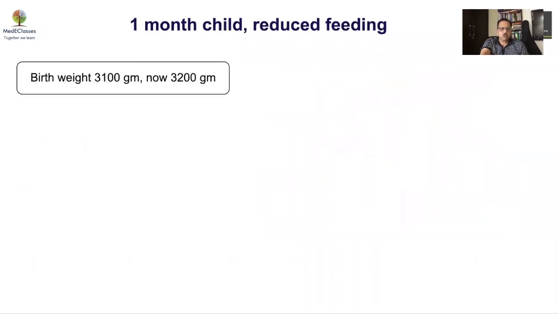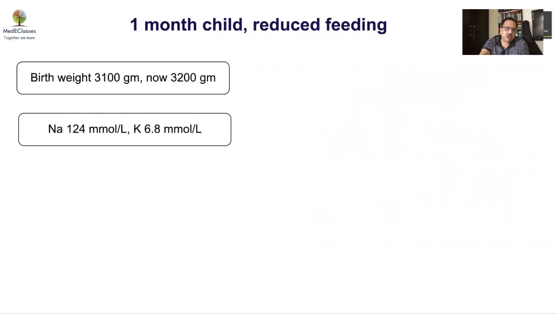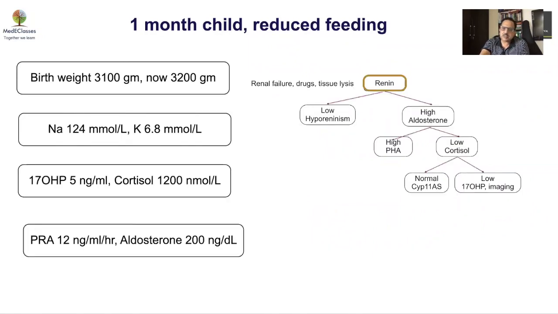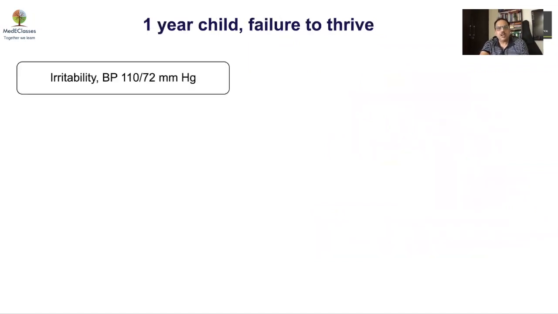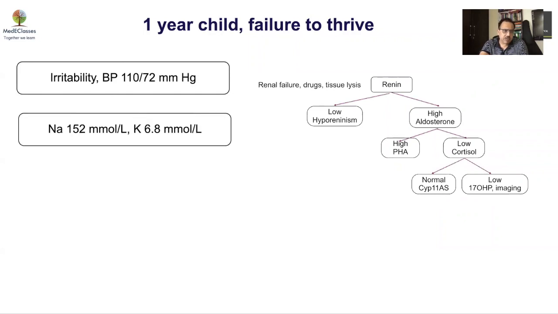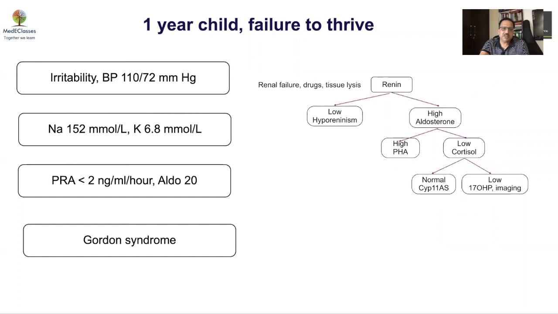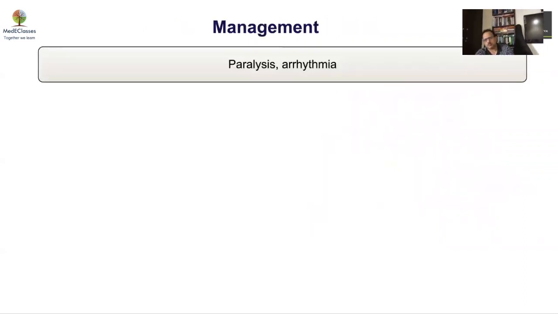A 1-month-old child with reduced feeding, birth weight which has again not been gained. So again, I think this is the same situation that we're dealing with, of a reversible form. A 1-year-old child with failure to thrive, irritability, blood pressure is high, sodium is high, potassium is high. So high sodium, high potassium, hypertension. This is a typical case of Gordon syndrome. So Gordon syndrome should be suspected in anybody who has hypernatremia and hyperkalemia.